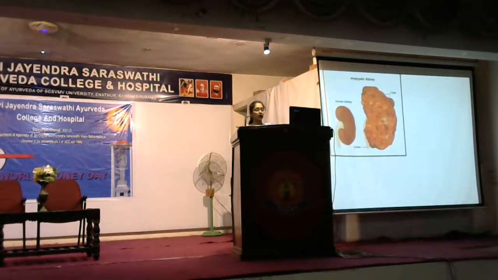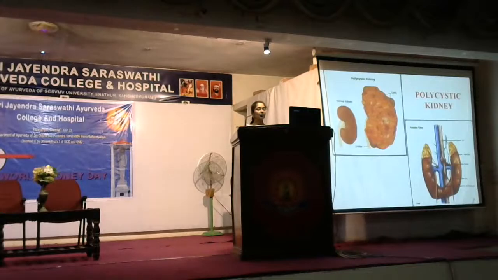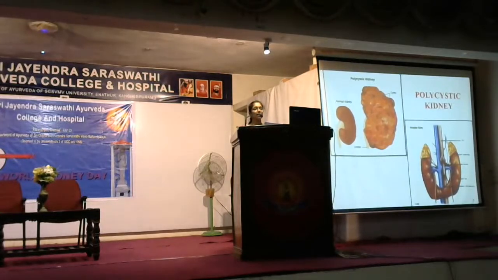Next, we have polycystic kidney, which is an inherited disorder in which clusters of cysts develop within the kidneys and they enlarge, and finally it affects the normal functioning of the kidney. The next is the horseshoe kidney. As you can see in the picture, the lower poles of both the kidneys are fused together, and it can also ultimately affect the functioning of the kidney.